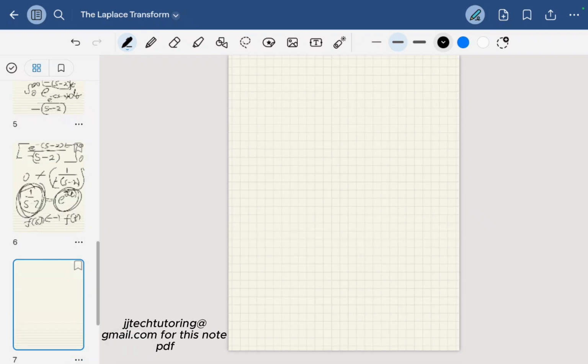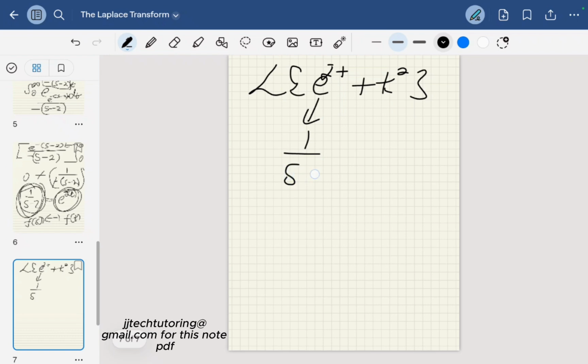Because the question was like, find the Laplace transform of e to the power 2t plus t squared, right? So how do we do it? The Laplace transform of e to the power 2t is 1 over s minus 2, right? Plus the Laplace transform of t squared. You tell me. You do this, because I just did the Laplace transform of t. What was the Laplace transform of t?